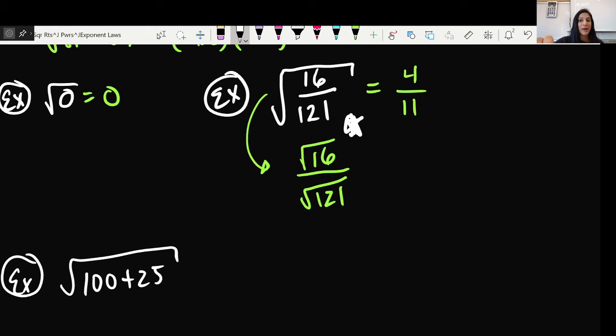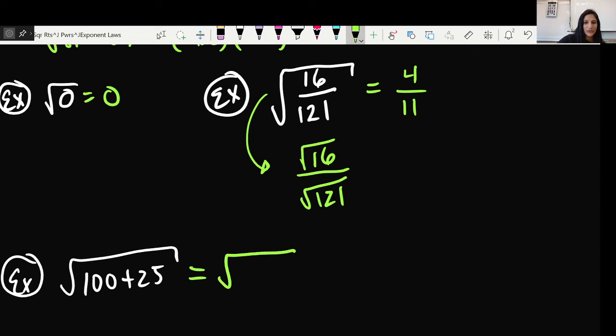We were allowed to do that back here. We could do root 16 over root 121. So we're not allowed to do that down here because of that plus sign in the middle. Even though it's not written there, you can think of it this way. It's kind of like there's a set of brackets there saying you have to do that part first and then you can go to the outside or the root part after. So therefore, how could I give an answer for this? Or what's the only thing I can do with this?